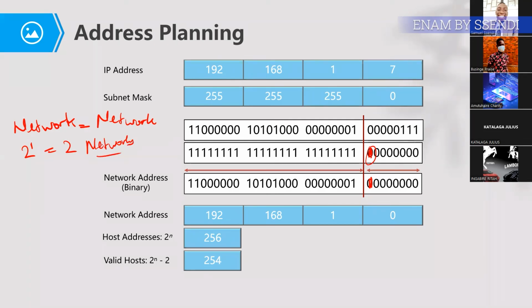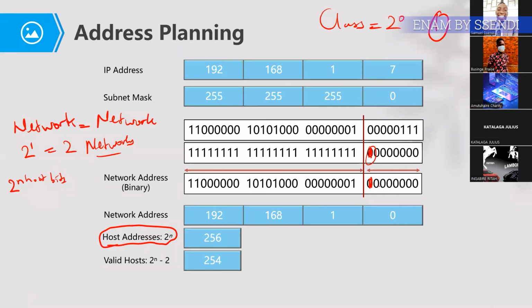So that means under normal circumstances, class C has 2 to power 0, and it is 1 big network. To determine the number of host addresses, how many hosts can be on this network, we are going to go on this 1 network we have of class C and say 2 to power the number of host bits. Are we getting it? To get the number of hosts on that network.